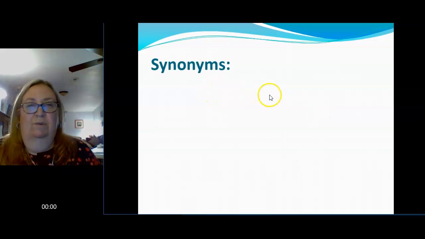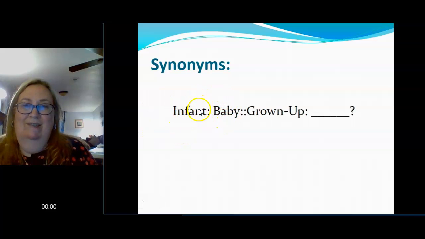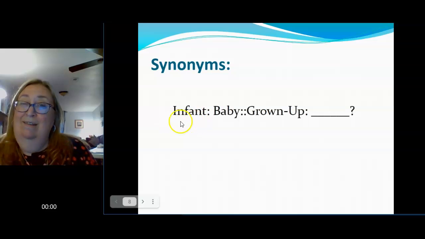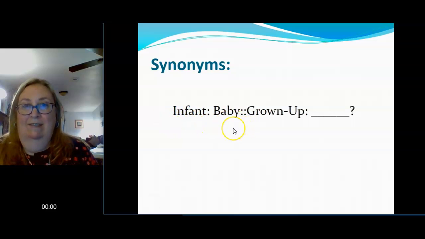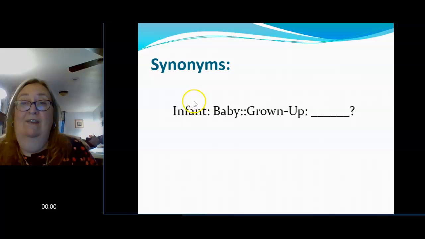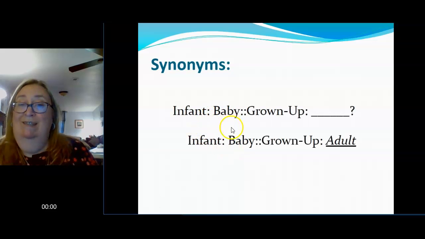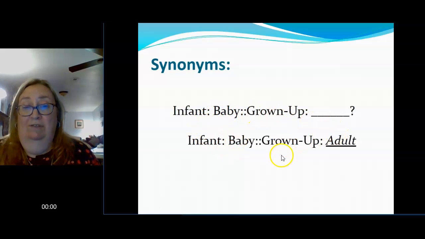Synonyms. We know that synonyms are words that mean the same thing or very similar. Okay, so my first set of words here is infant is to baby. Well, another name for an infant is a baby. That's a synonym. So I have to complete this analogy by making this relationship the same as the following two words, the relationship between those two words. So if infant is another word for baby, then grown up is another word for adult. Infant is a synonym of baby, and grown up is a synonym of adult.